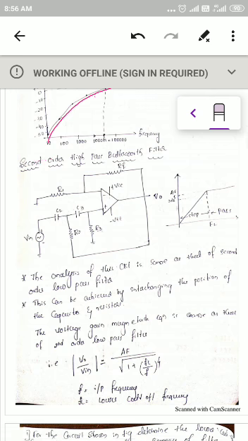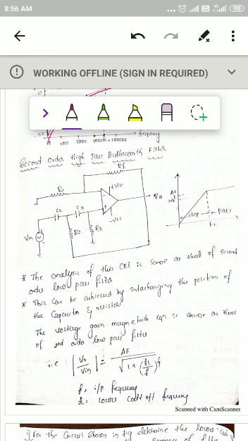Next type is the second order high pass Butterworth filter. The next type of filter is the second order high pass Butterworth filter.